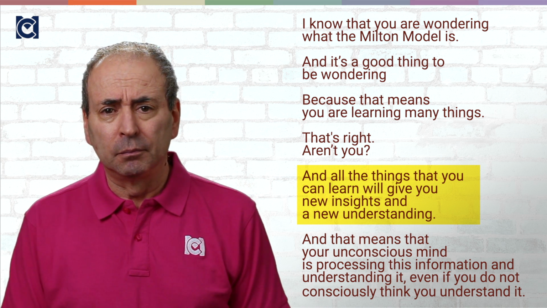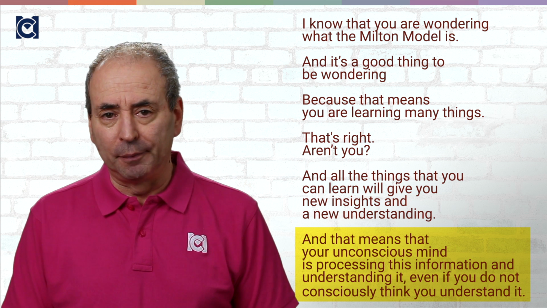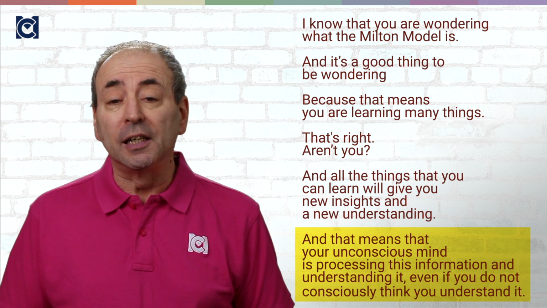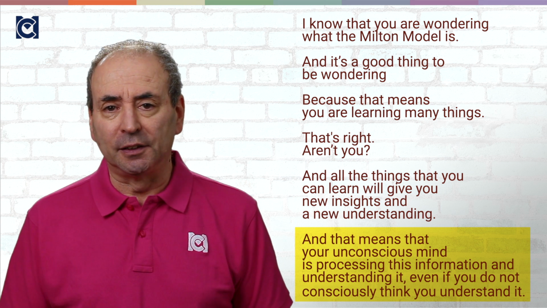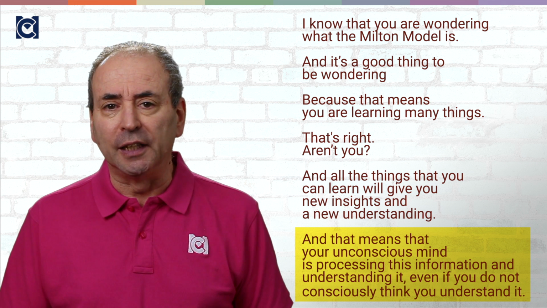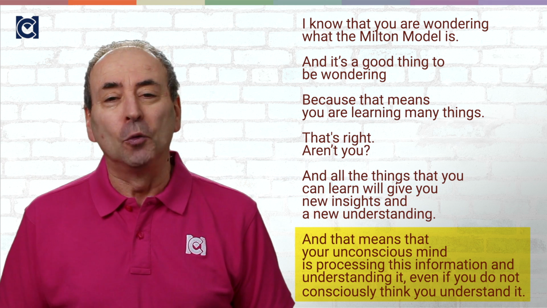It's easy. And that means your unconscious mind is processing this information and understanding it, even if you do not consciously think you understand it. I ended with a double bind. A double bind is a statement where I win no matter which of two conflicting statements is true. You either consciously understand what I said, which is great, or you didn't consciously understand what I said, in which case you unconsciously understood it, which is great too.